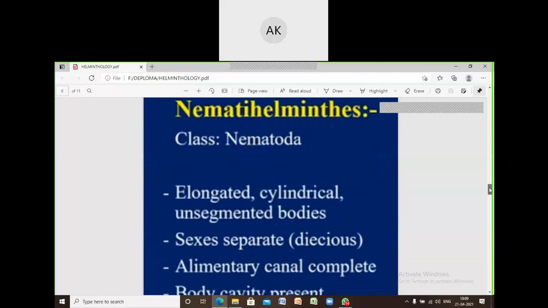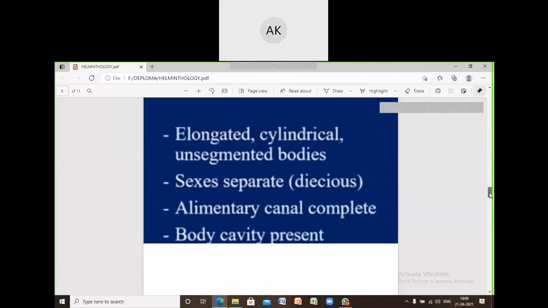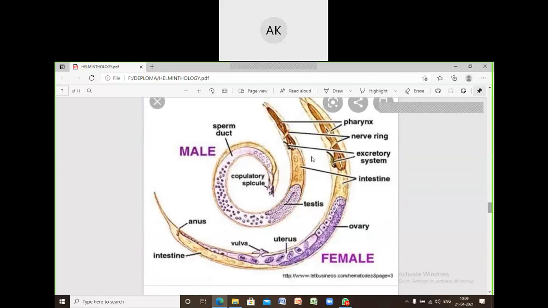Same as here, in nematohelminths, they are elongated, cylindrical, and unsegmented. Sexes are separated and the alimentary canal is complete. Body cavity is present. See, this is nematohelminths. They are elongated and round, right? And they have a proper body shape in which it connects from the mouth to the anus. This is the anus. But in case of platyhelminths, they don't have any proper body shape and they are segmented.